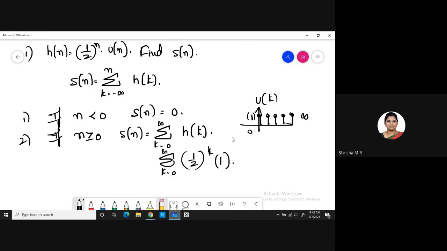Sorry, one minute. It is not k equal to 0 to infinity. It is k equal to 0 to n. I am sorry. Now, which form is this?